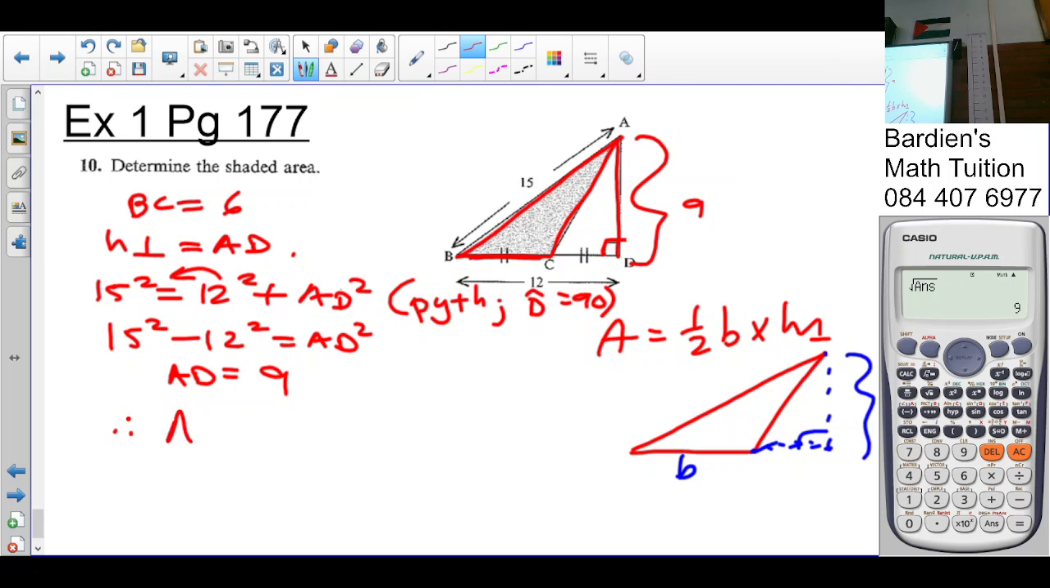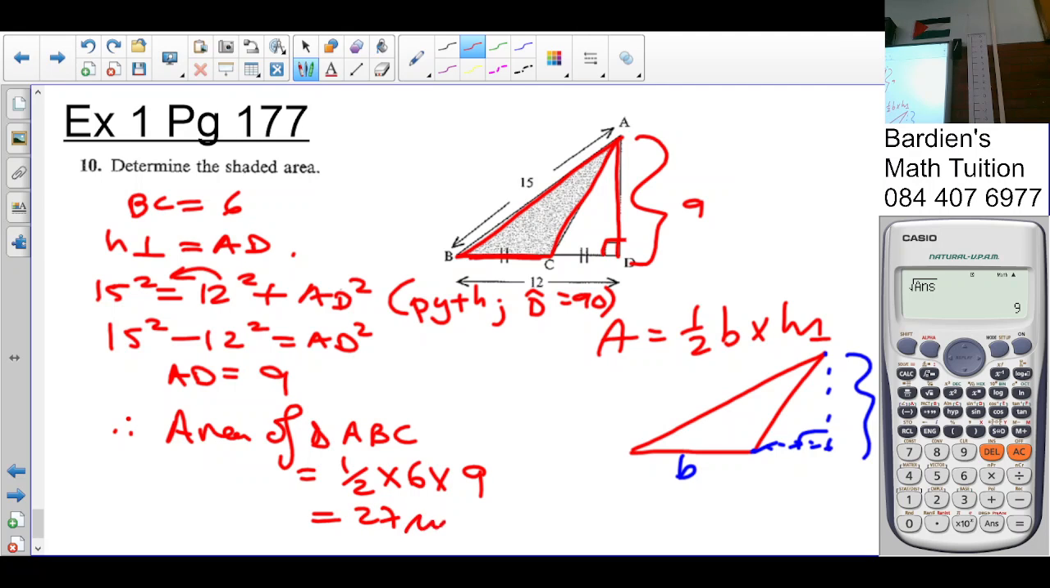So therefore the area of triangle ABC is going to be a half. My base is 6. Our perpendicular height is 9. And that will be 27 units squared. Okay. Do you guys understand?